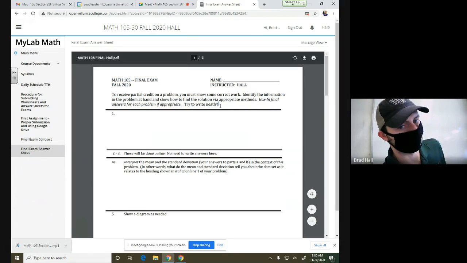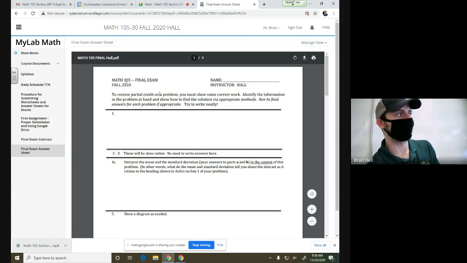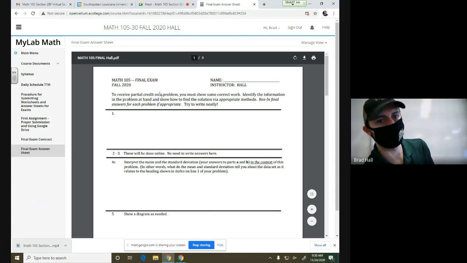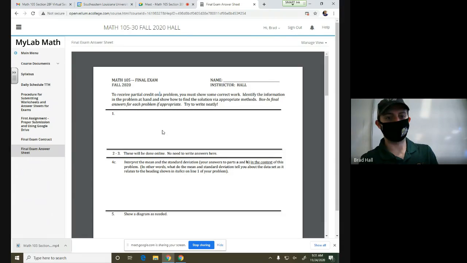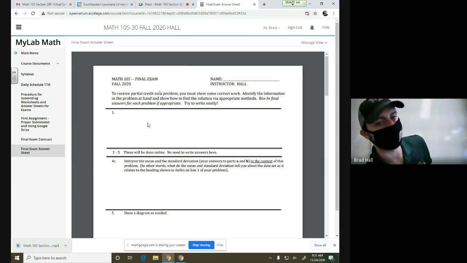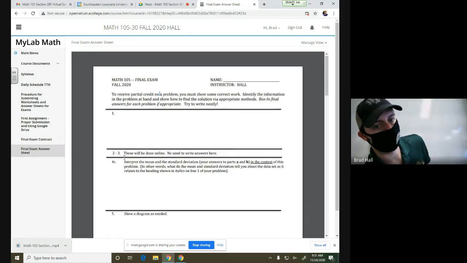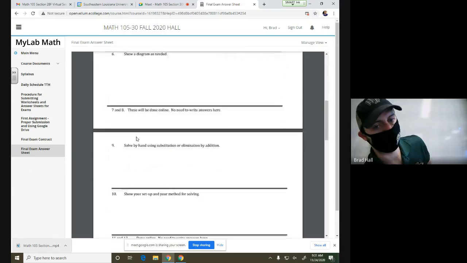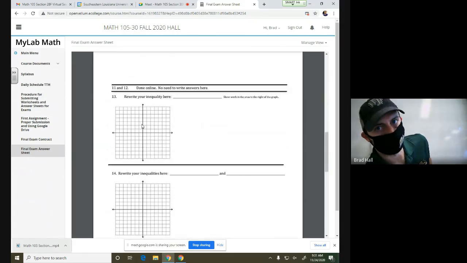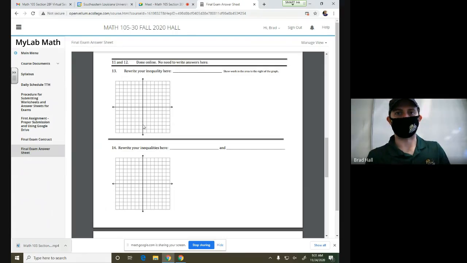I think I mentioned it before, but if you can, the most convenient thing would be to print this out. But if you can't, then you would need to write down on loose leaf paper just placeholders for each one of these. So problem 1, problems 2 and 3, all that stuff. This is going to be your main scratch work for the final exam.